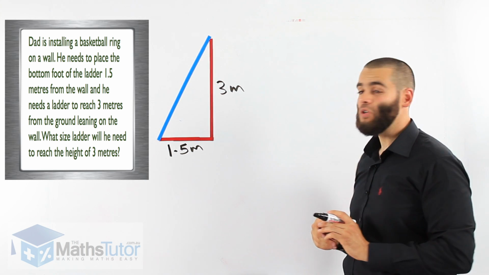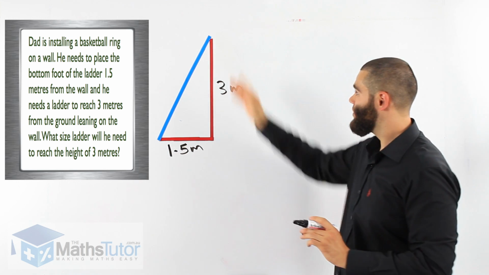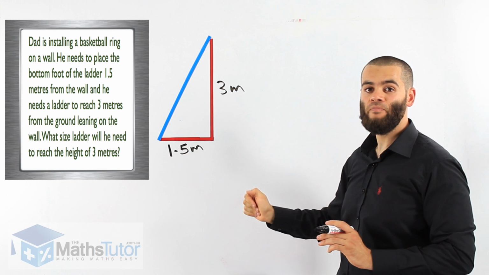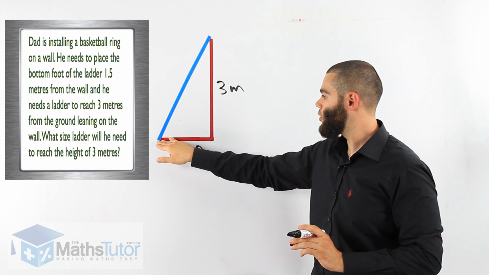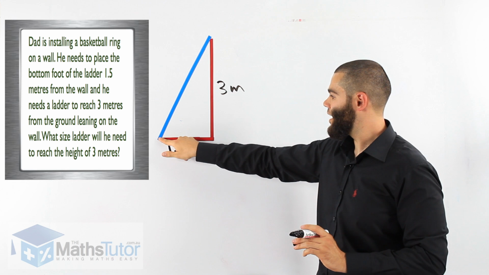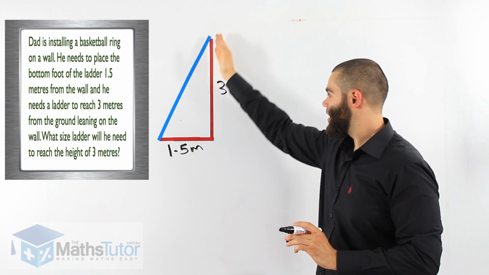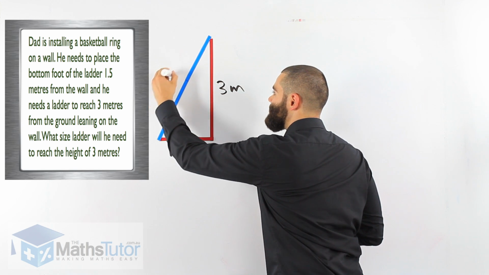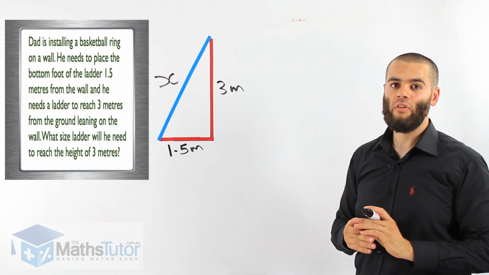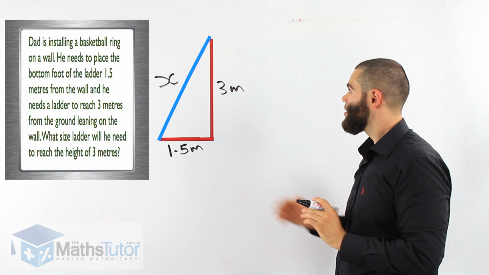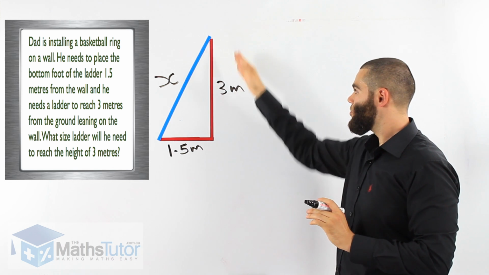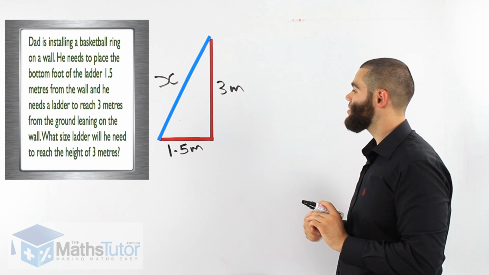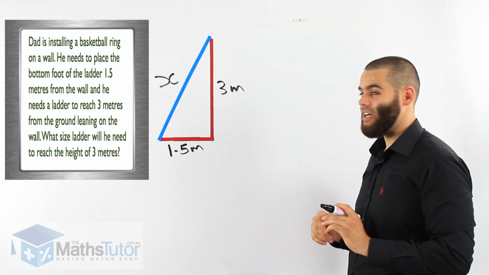Well, we have to use Pythagoras' theorem. We have a right-angled triangle. We have our vertical height. We have our ground. The foot of the ladder is there and the ladder is leaning against the wall. So now what is the length of the ladder that we need to lean against the wall 3 meters high so we can install this basketball ring? Let's get started.